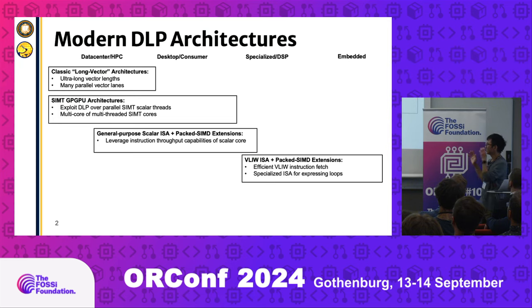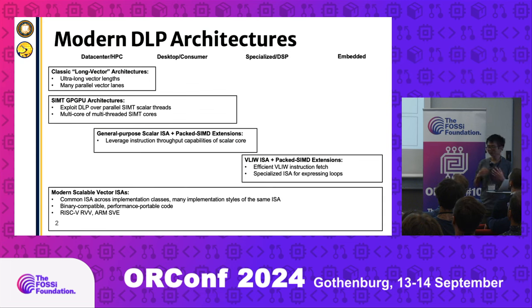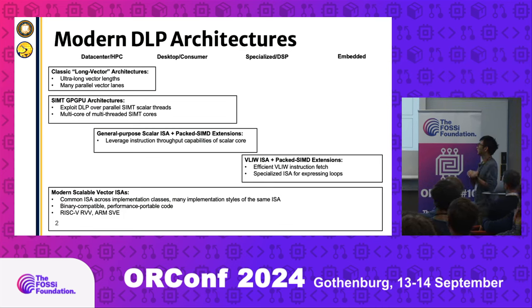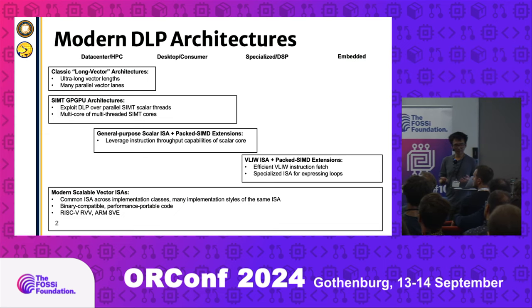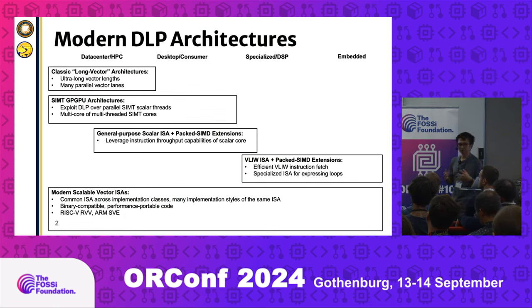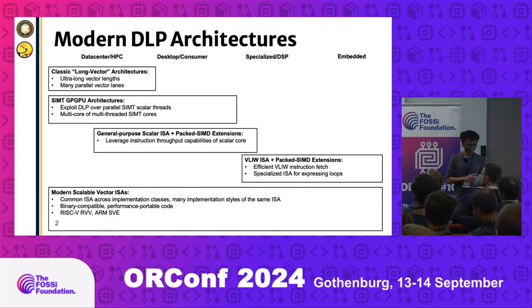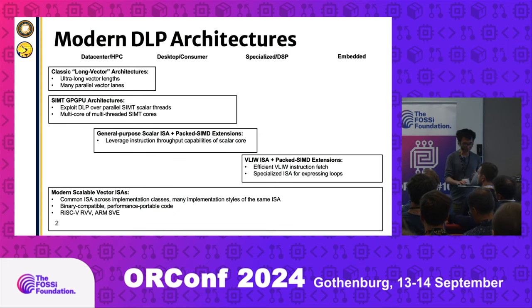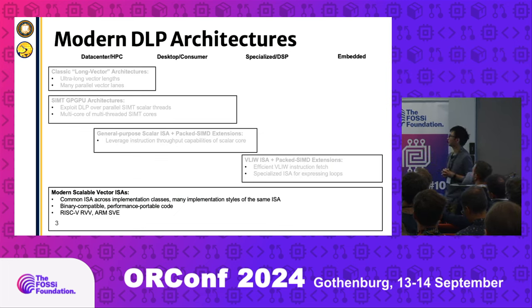And of course, in the space of the wide range of different possible data parallel architectures, RISC-V Vectors offers this new promise of having a modern scalable vector ISA that is shared across all of these implementation design points and shared across all these deployment scenarios. This enables binary compatible and performance portable code. But of course, RISC-V being an open ISA, it means that the software development ecosystem around these data parallel systems should be much easier.